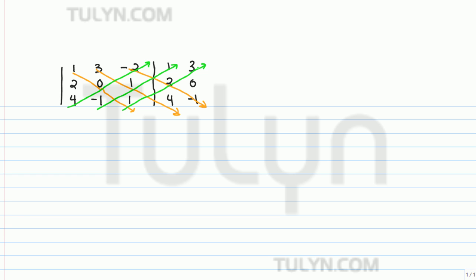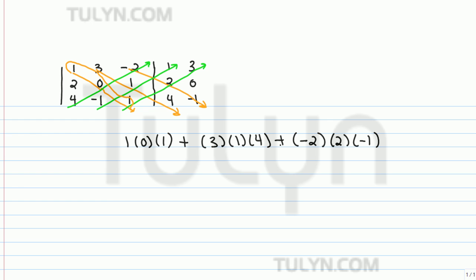Okay, so then what we do is across each of these arrows we take the products of the numbers the arrow touches. So for example, the first arrow goes across these 3 numbers, sort of to illustrate. So we want to multiply 1 times 0 times 1. Then we want to get the second one, which is 3 times 1 times 4. And then the third arrow going downward, which is negative 2 times 2 times negative 1. And we want to add all of these together.